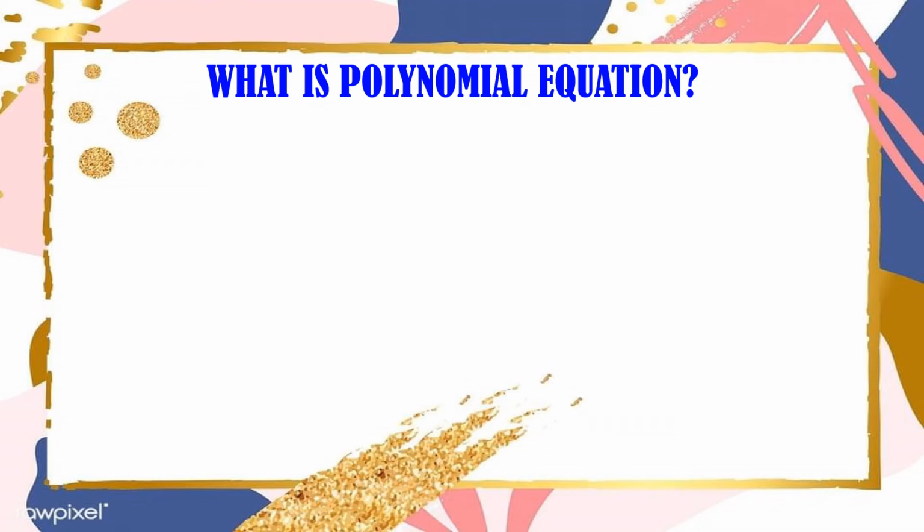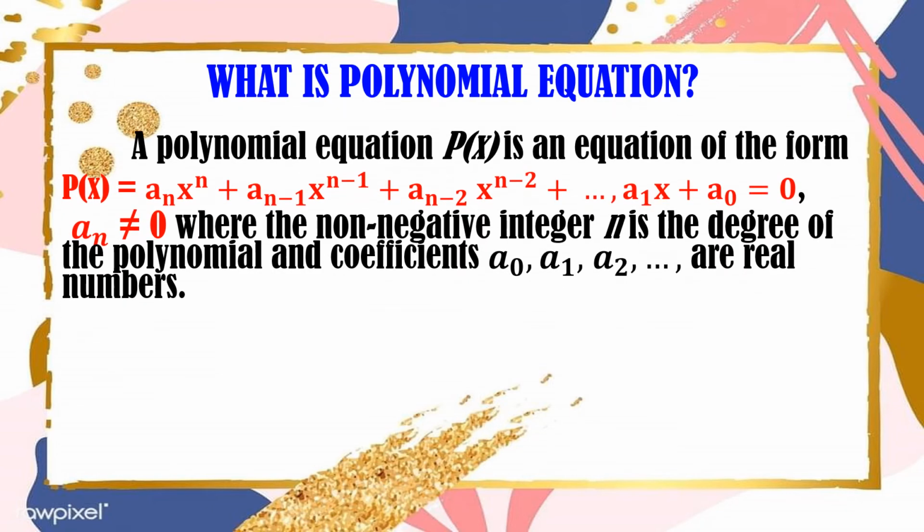Now, let us know what a polynomial equation is. A polynomial equation, p of x, is an equation of the form p of x equals a sub n x raised to n plus a sub n minus 1 x raised to n minus 1 plus a sub n minus 2 x raised to n minus 2 plus up to a sub 1 x plus a sub 0 equals 0, where a sub n is not equal to 0, where the non-negative integer n is the degree of the polynomial and the coefficients a sub 0, a sub 1, a sub 2 are real numbers.